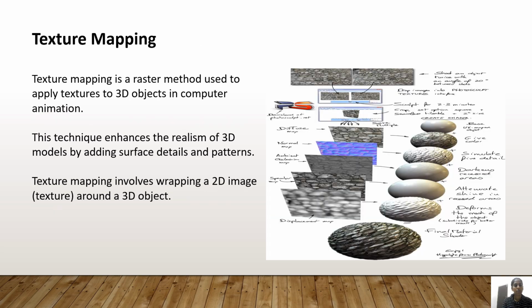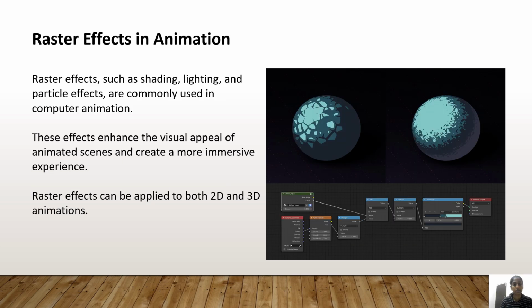Texture mapping. Texture mapping is a raster method used to apply textures to 3D objects in computer animation. The technique enhances the realism of 3D models by adding surface details and patterns. Texture mapping involves wrapping a 2D image around a 3D object.